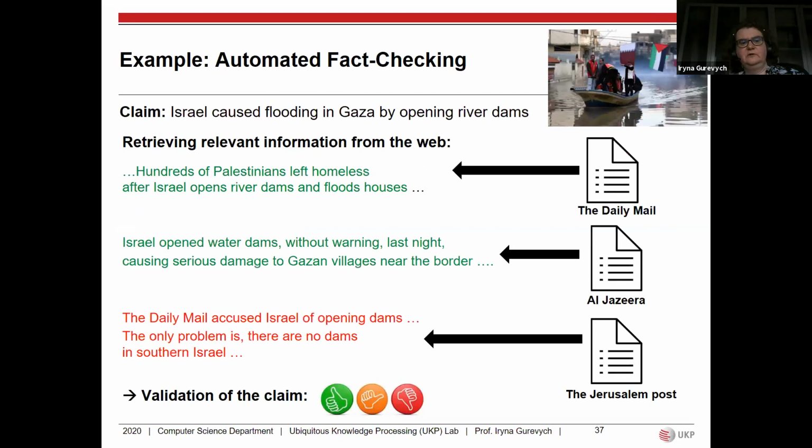So one particular example that we explore in our current work is a further development of this technology under automated fact-checking. So here the main difference is that the input is not a short phrase like in the work I have presented today, but a whole statement like Israel caused flooding in Gaza by opening river dams. So it's much more complex. And the system conceptually proceeds in a similar way. It retrieves relevant documents, and the relevant snippets from those documents, classifies them in terms of stance. And then it also needs some reasoning and aggregation capability in order to infer from these relevant snippets if the original claim is right or wrong or something in between.